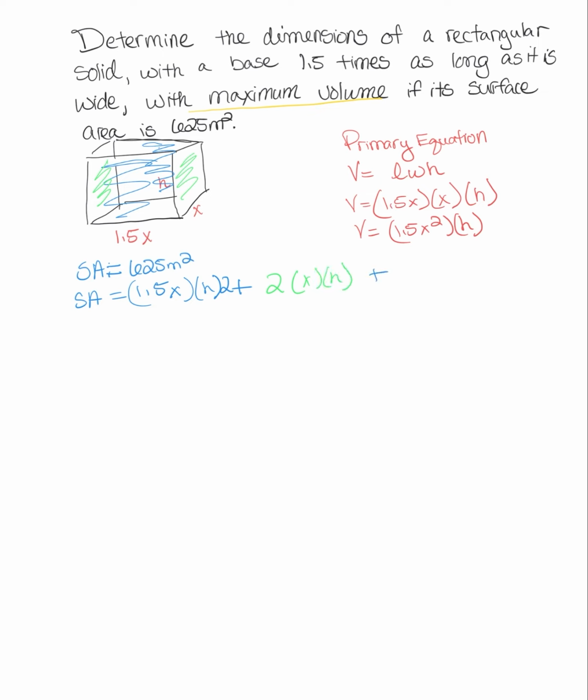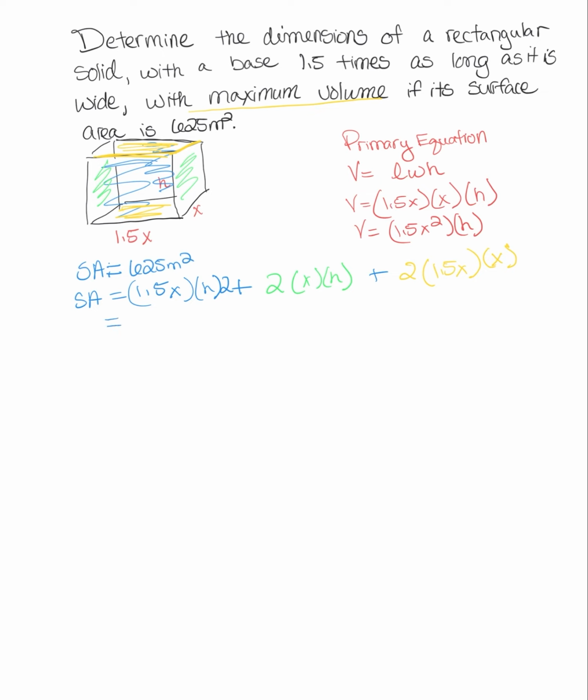And then we have a top and a bottom. So right here and right here. And that is going to be equal to, oops, forgot my 2. There's 2 of them. So we have 1.5x times the length, or excuse me, the width of x. So you see that we're going to have this and this. Okay, and that's for the top and the bottom. So let's go ahead and solve that.